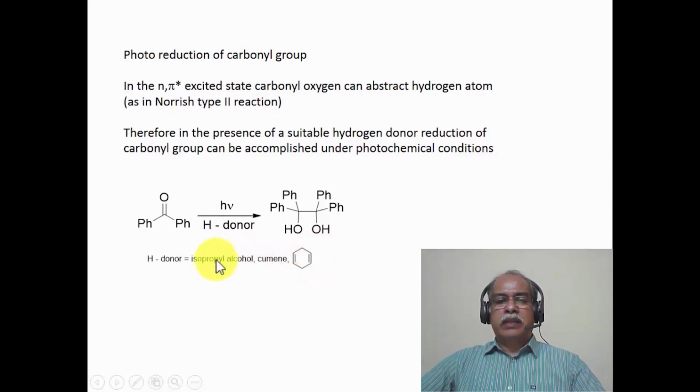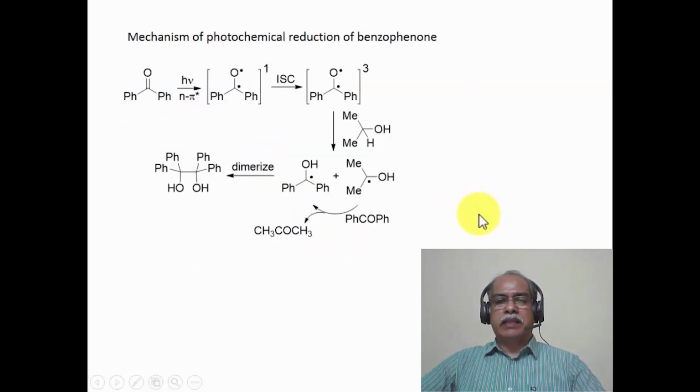These are hydrogen donors. They donate the hydrogen to the carbonyl oxygen, thereby producing a benzhydryl radical. The benzhydryl radical undergoes dimerization to give the pinacol. The mechanism of the reaction is discussed in the next slide. Initially, benzophenone undergoes photoexcitation to the n-pi star excited level. The n-pi star singlet state is what is initially formed.